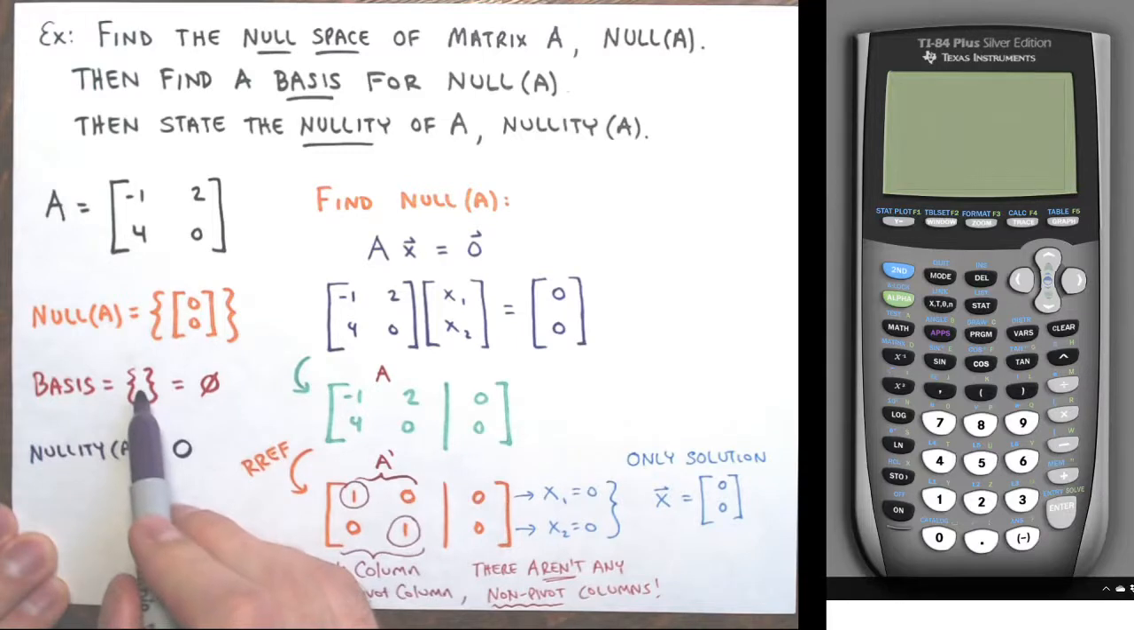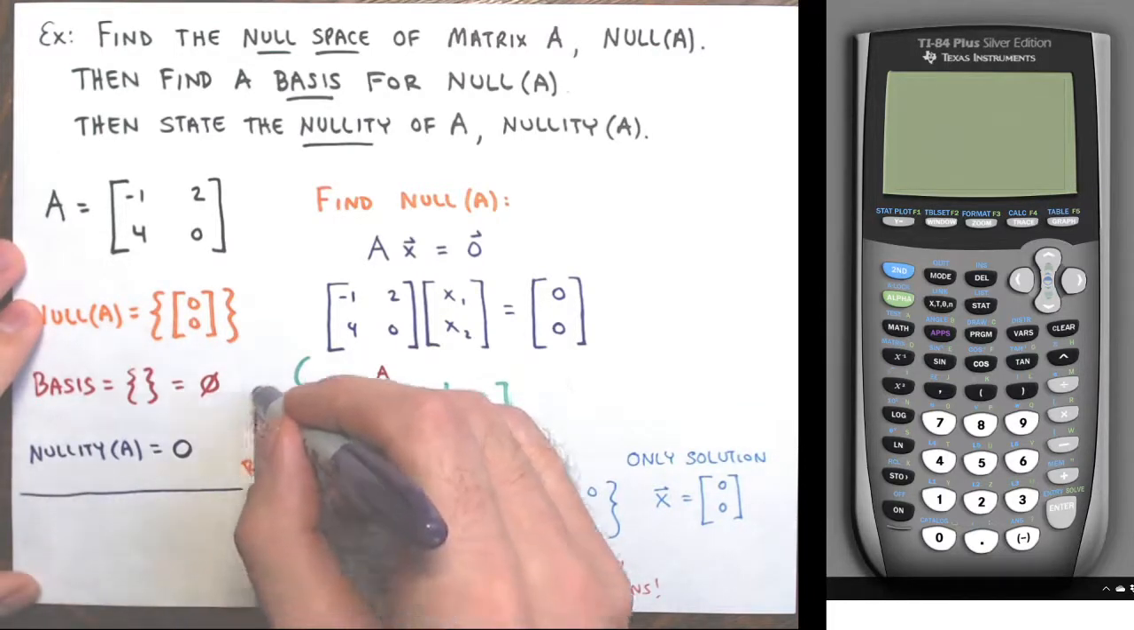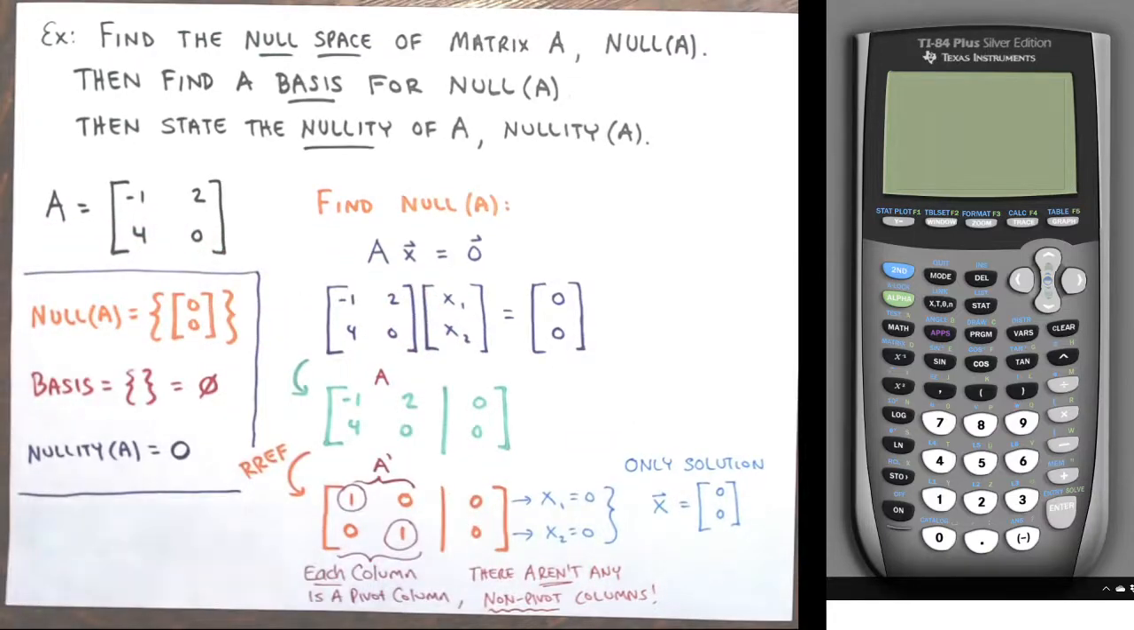There are no vectors in this basis for the null space, the empty basis. And as I mentioned earlier, we're going to do a shortcut later with some later examples. The nullity of A is simply how many non-pivot columns are in the echelon forms of A, whether it be echelon form or even reduced echelon form. How many non-pivot columns are there? And here there were no non-pivot columns, 0 of them. So I'm seeing the nullity of A is 0.